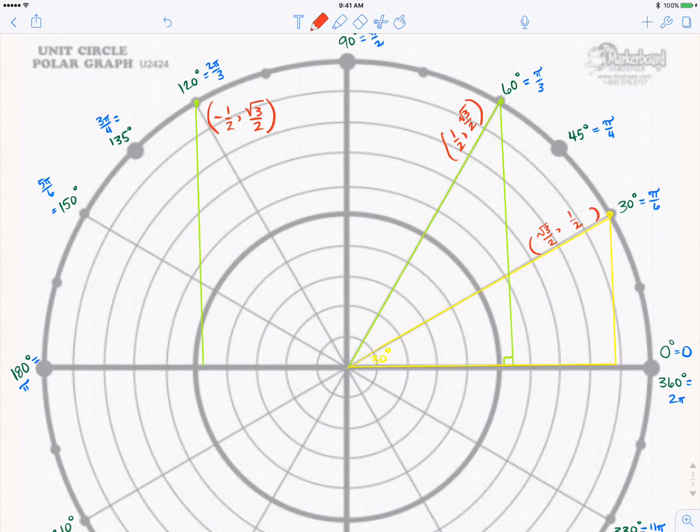I'm going to move quickly through the rest of the spokes. So the next one, at the 150, you have an x piece that is long, and it's going to the left, so this is going to be a negative root 3 over 2. My y piece, this is a short, going up 1/2.